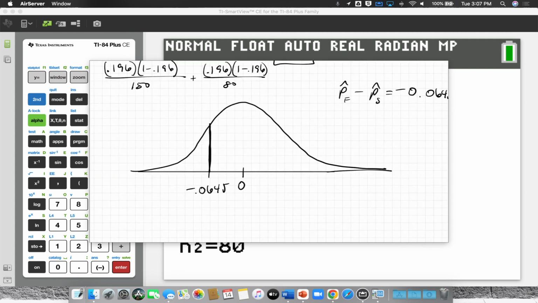Now, which way am I going to shade? Less than, greater than, both? For this one, I'm going to for sure shade less than. But it's going to be two-tailed because we chose not equal to. My other tail is going to come from the distance. The distance from here to here is 0.0645, so the distance on the other side is the same, except positive, 0.0645.